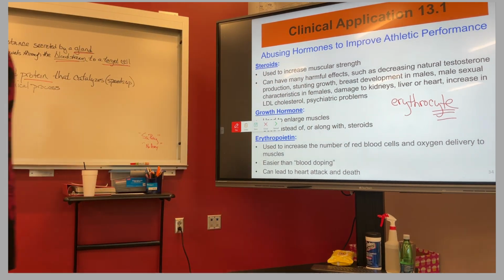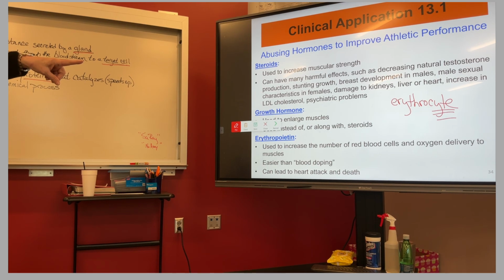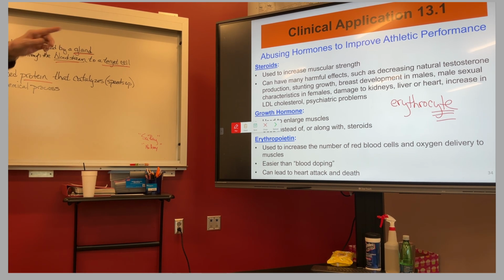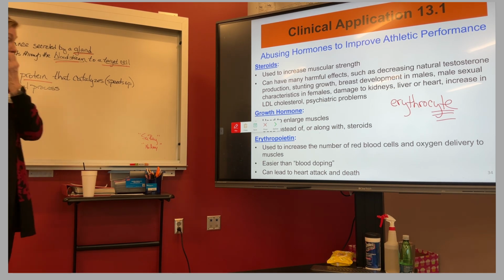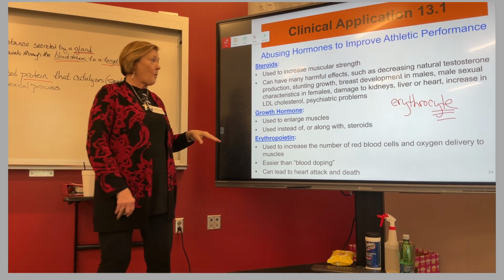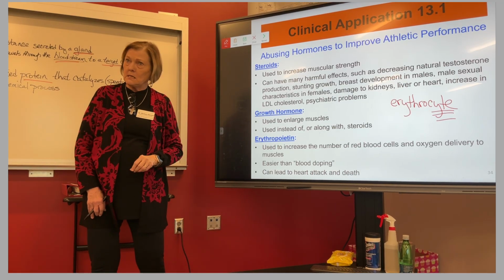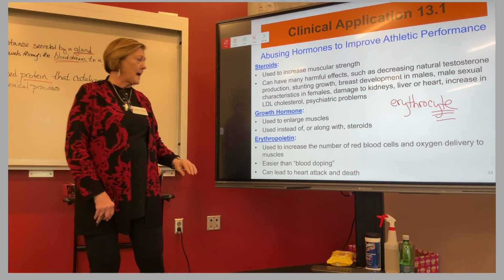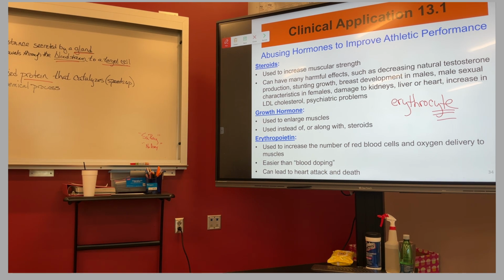CYTE means cell. Eryth means red. And then you add the O for combining. So that literally means red cell. Okay, so erythrocyte is the medical term for red blood cells. Erythropoietin is the hormone that stimulates erythrocyte production.